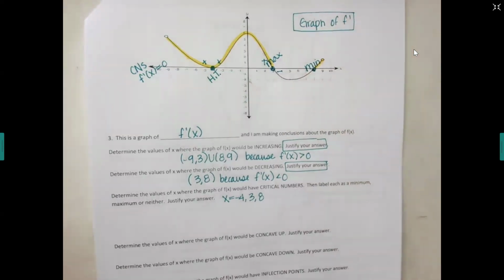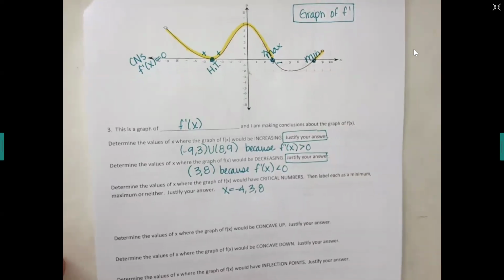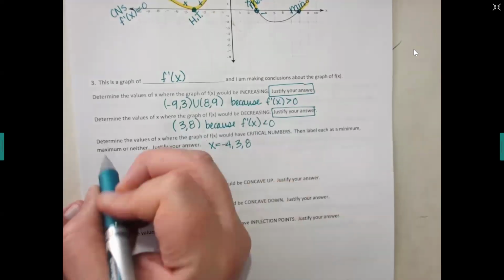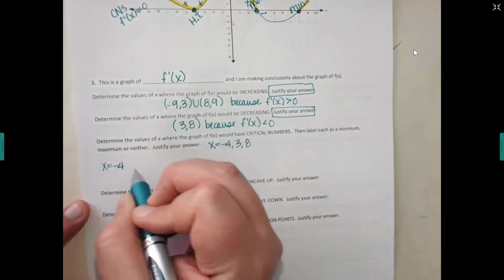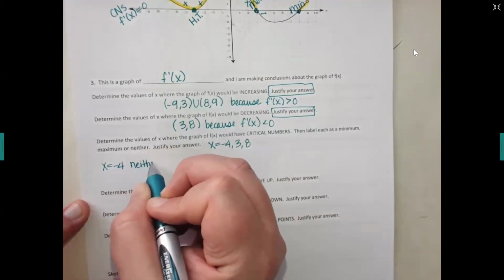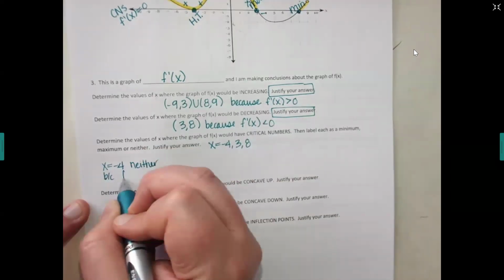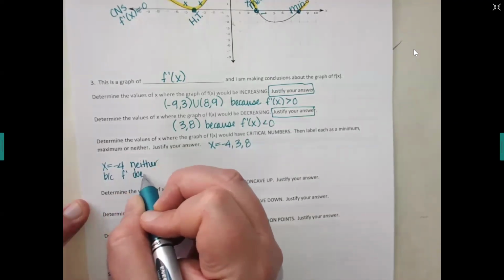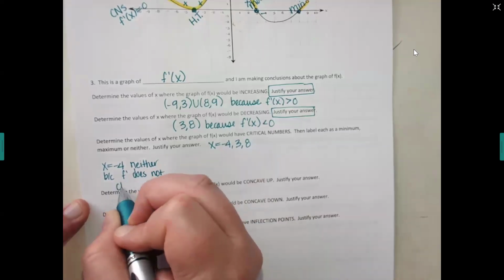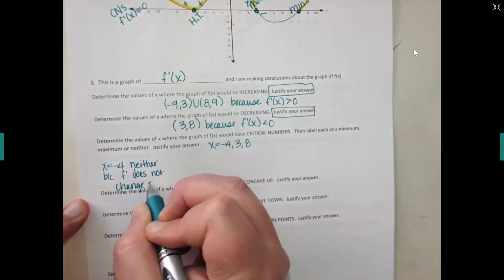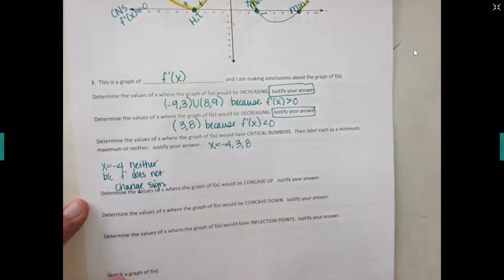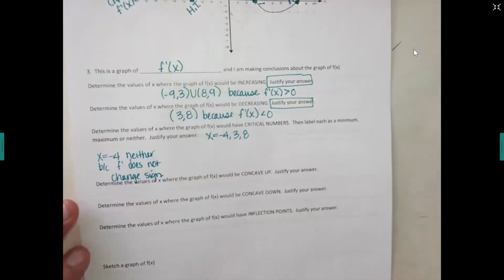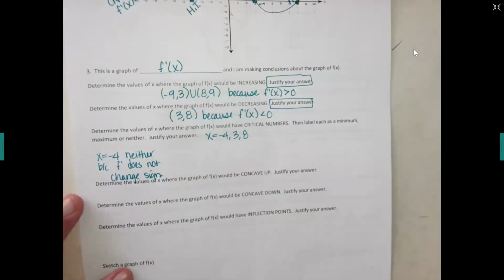Okay. So let's do your justifications just to make sure that you understand how to do that for the AP test. So X equals -4. We said that it is a neither, because F prime does not change sign. So my graph does go flat, but it doesn't actually switch from plus to minus or minus to plus.